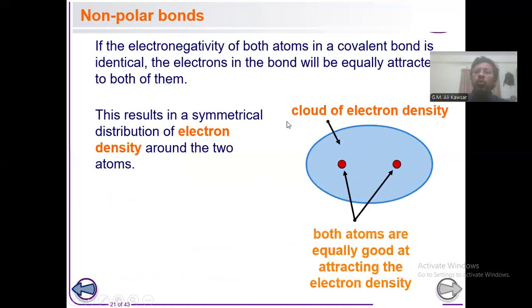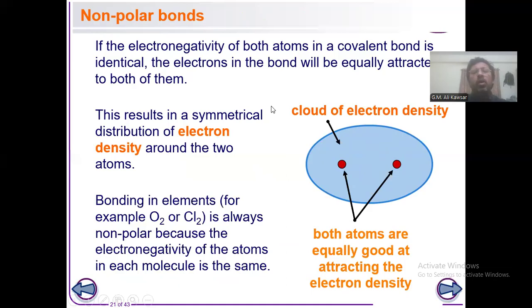So we know that whenever electrons are shared between two different atoms, their electronegativity will be different. But what will happen if the same identical atom participates in covalent bonding, like diatomic molecules O2 or Cl2? Here, if two oxygen atoms form a covalent bond, what will happen regarding the electronegativity? As the atoms are the same, there is no electronegativity difference between the two atoms.